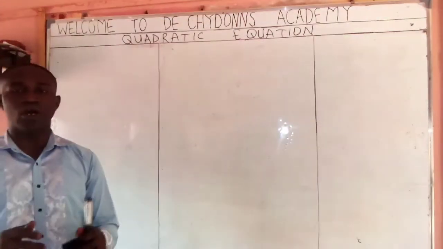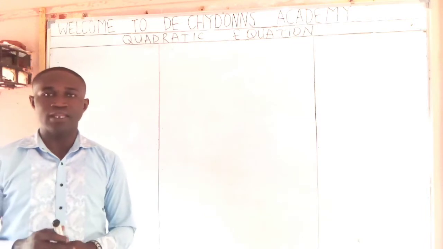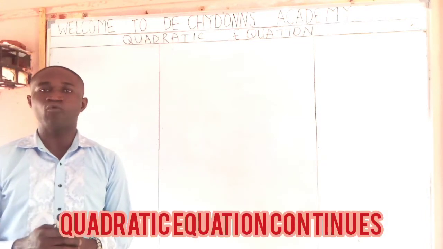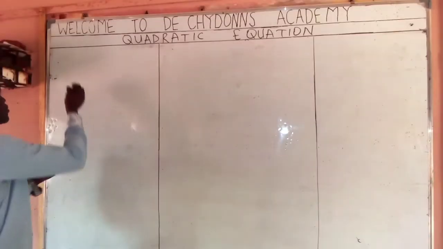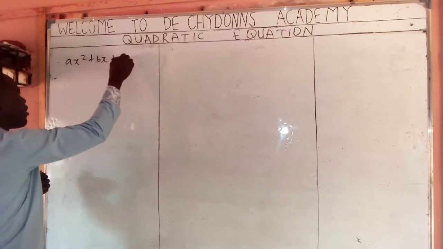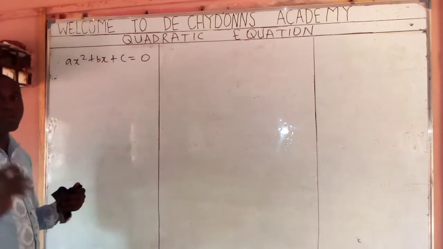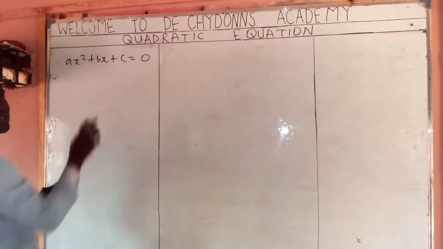Welcome again to the continuation of the topic quadratic equation. In the video before this, we were able to derive the quadratic formula from the general form of the quadratic equation. This is the general form of the quadratic equation. So we were able to derive the quadratic formula using the completing the square method from this.